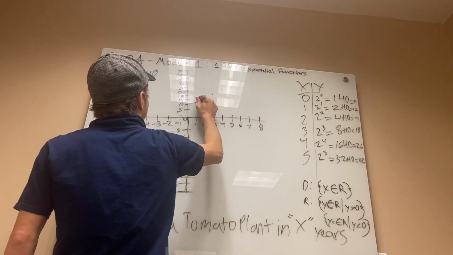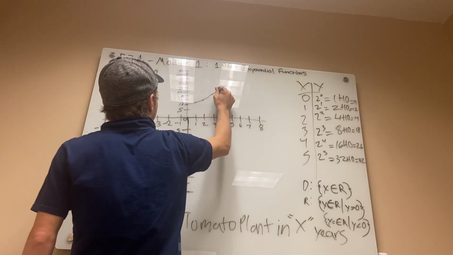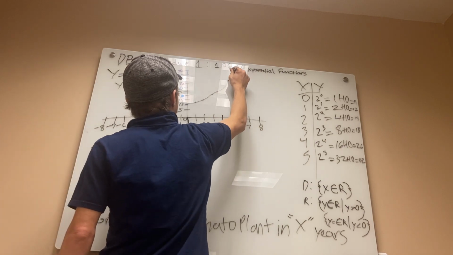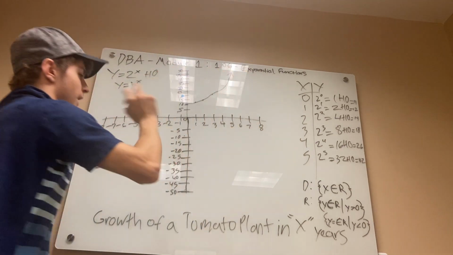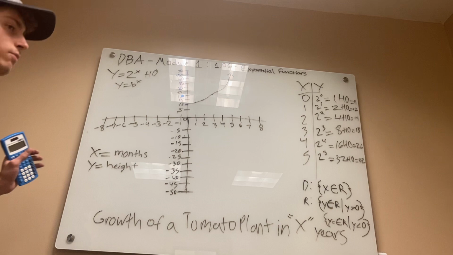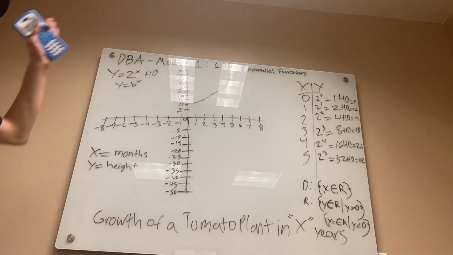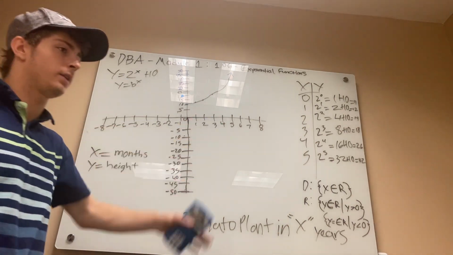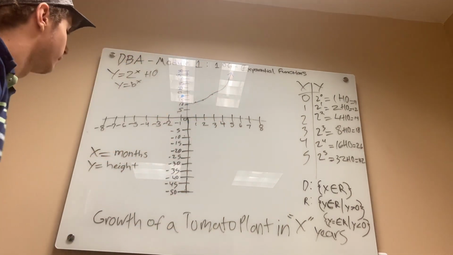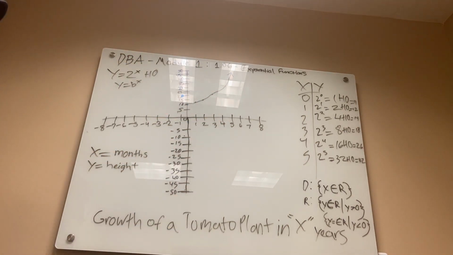Now, when I connect the dots, this is what is known as an asymptote. An asymptote is a continuous line that approaches but never touches, and it goes on for infinity. So if I just keep adding more and more values, it would just go up and up and up. So there you have it. That is my exponential function.